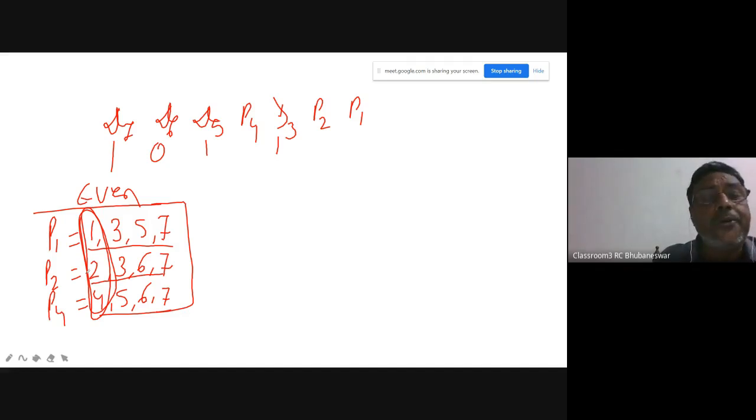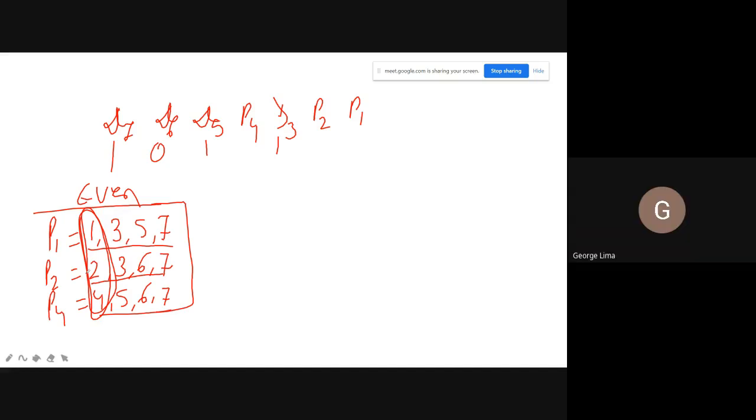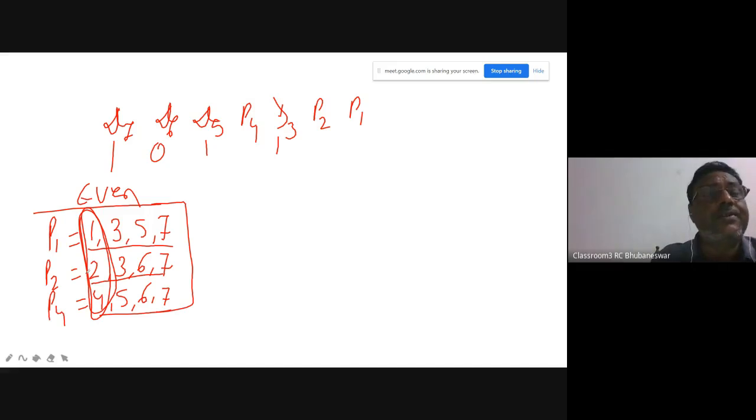Is it even or odd? There are 3 ones, so it is odd. To make it even, I require another 1. It means that whenever you count, if you find the number is odd, then the value of this is 1, and if it is even, the value is 0.